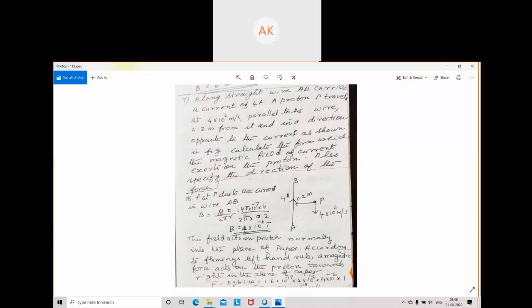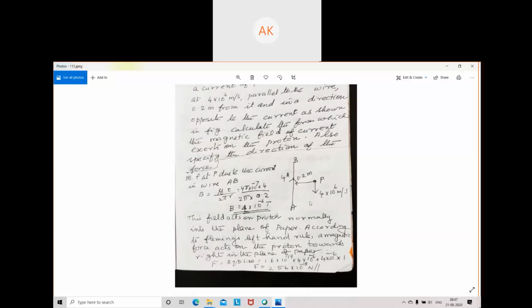For mu naught, the value is 4 pi into 10 raised to minus 7. And into I. What is the current? 4 ampere. So 4 ampere by 2 pi into R, the distance R. It is given in meter, so no need to convert. So you just write 0.2 here. Then by calculation, you get the answer B equal to 4 into 10 raised to minus 6 Tesla. The unit of magnetic field induction is Tesla. Okay, then force also we have to calculate.